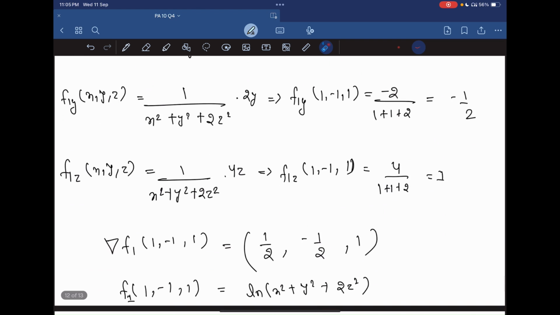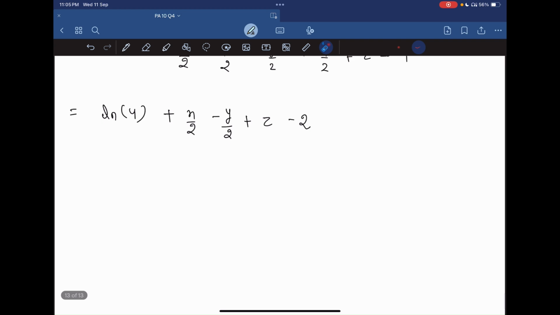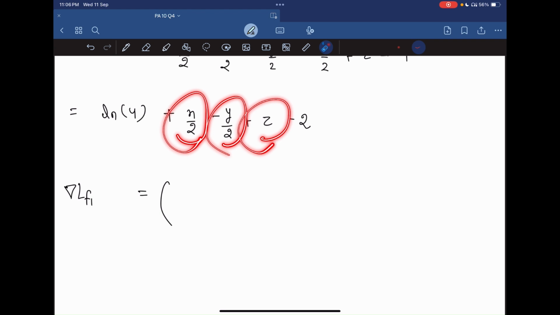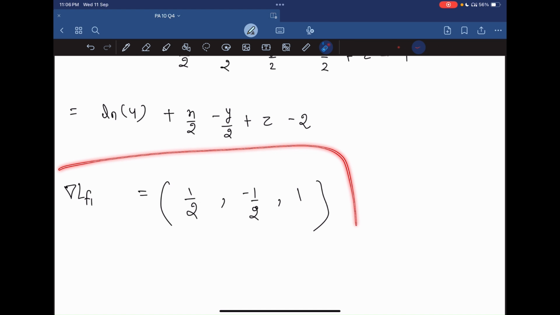But what we actually need is the gradient of the linear approximation. So if we take the gradient of this LF1, it will just become 1 by 2 comma minus 1 by 2 comma 1. Okay.